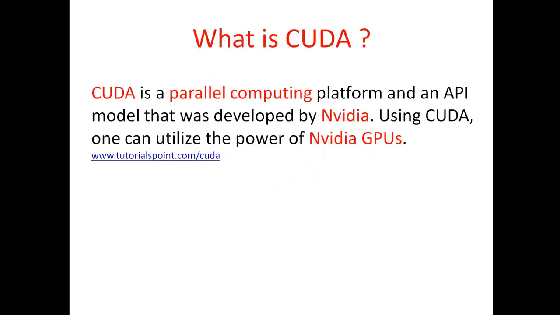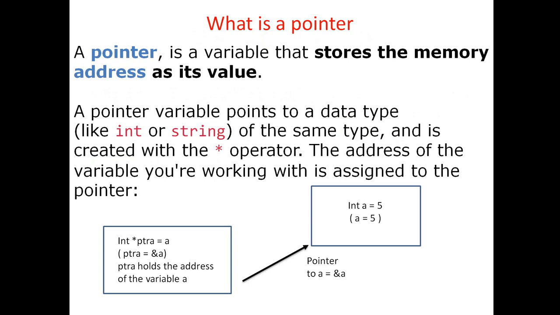What is CUDA? CUDA is a parallel computing platform and an API model developed by NVIDIA for NVIDIA GPUs. Many of the videos are taken from Tutorials Point; you can also see that. And what's a pointer? We are going into the very basics of pointers in the general C language. It's a variable that stores a memory address as its value.